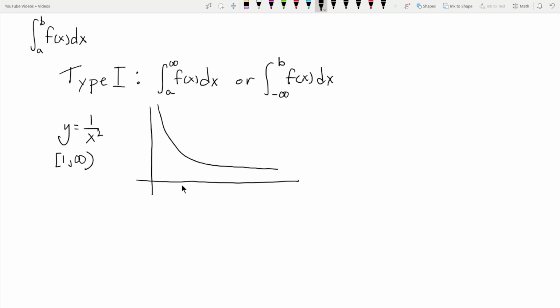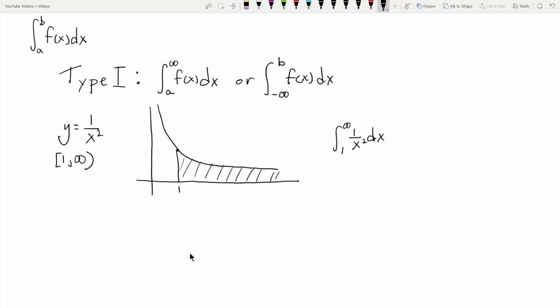At 1, the function is defined right there. All right, well, we'll move 1 over a little bit. All right, so that's 1. And then we're looking at basically this right here. All right, so that's the area that I want to integrate over. So what I'm doing is the integral from 1 to infinity of 1 over x squared dx.